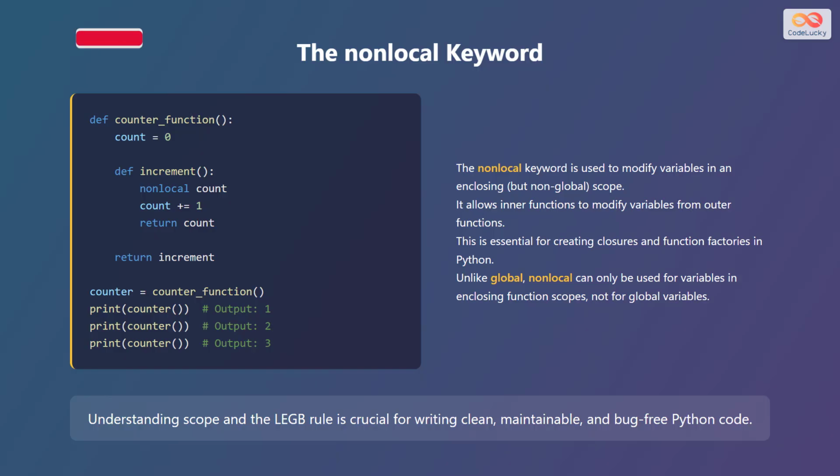The nonlocal keyword is used to modify variables in an enclosing, but non-global scope. It allows inner functions to modify variables from outer functions. This is essential for creating closures and function factories in Python. Unlike global, nonlocal can only be used for variables in enclosing function scopes, not for global variables.